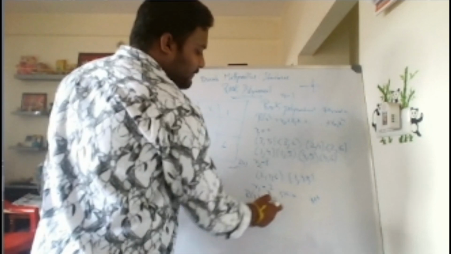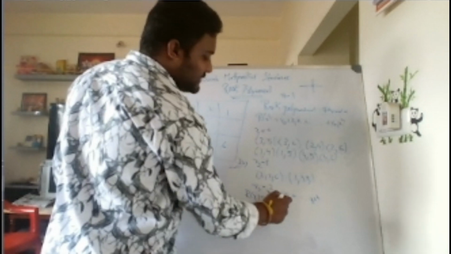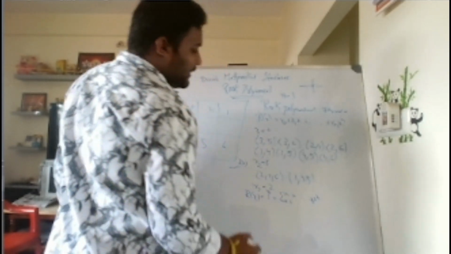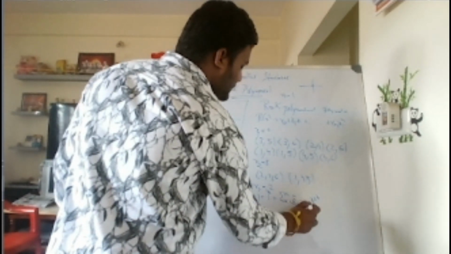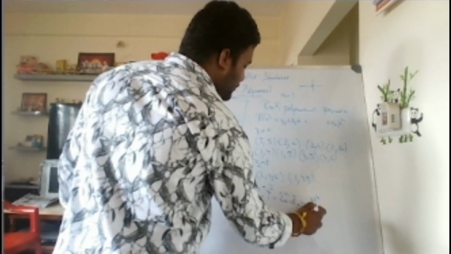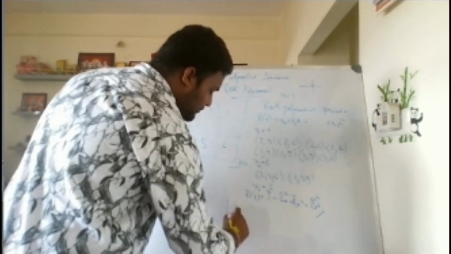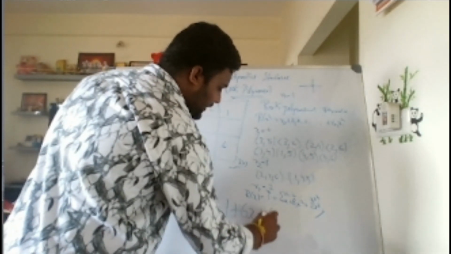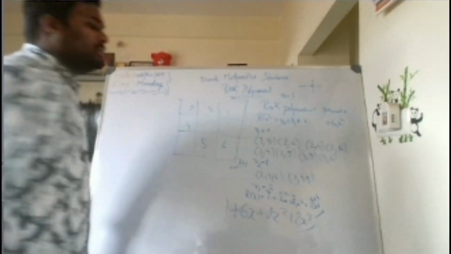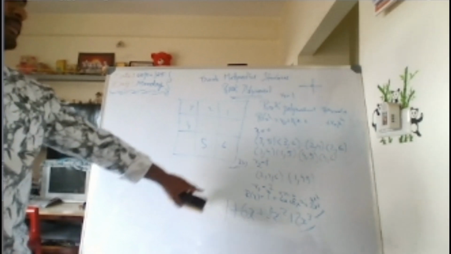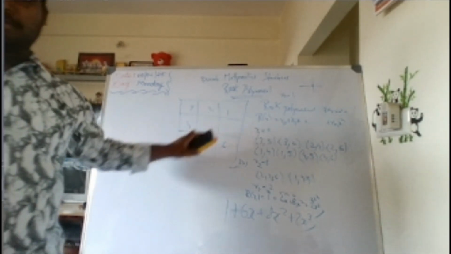Here r0 is 1, r1 is 6x, plus r2 is 8x squared, plus r3 is 2x cubed. The final answer is 1 plus 6x plus 8x squared plus 2x cubed. This solves the solution matrix. So this polynomial is the answer. Thank you.